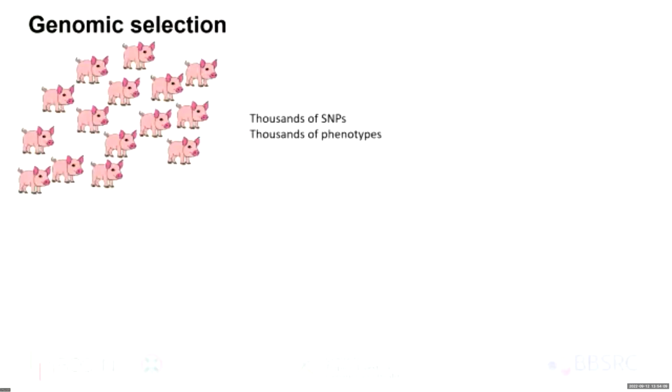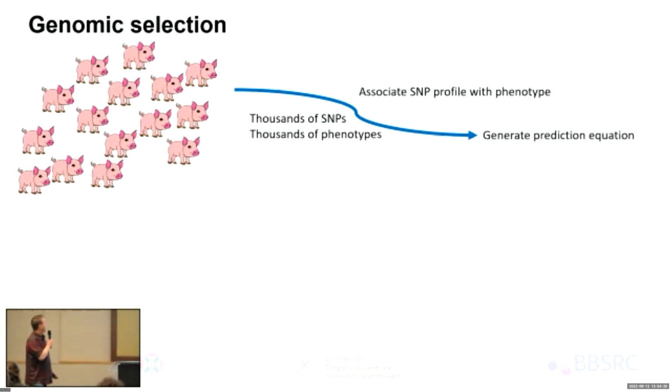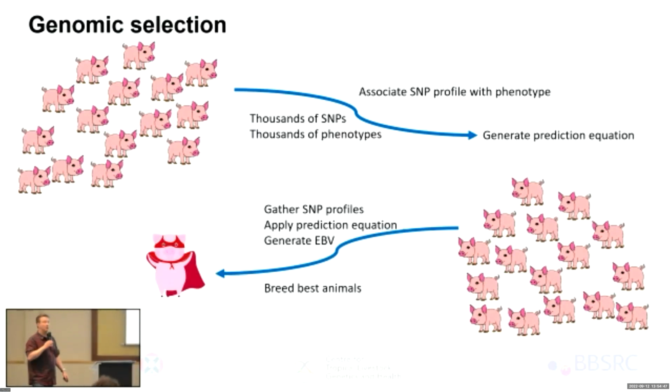So this is my very layman's view of what's involved in genomic selection, because I don't do this. So we take lots of animals, identify thousands of SNPs, associate those with thousands of phenotypes, and generate a prediction equation. You then take another population of animals, you collect the SNP profiles, you don't phenotype the animals, you just apply the prediction equation and generate an estimated breeding value. You use this estimated breeding value to select the animals that you want to breed, depending on what parameters you're looking for, and you produce a better animal.